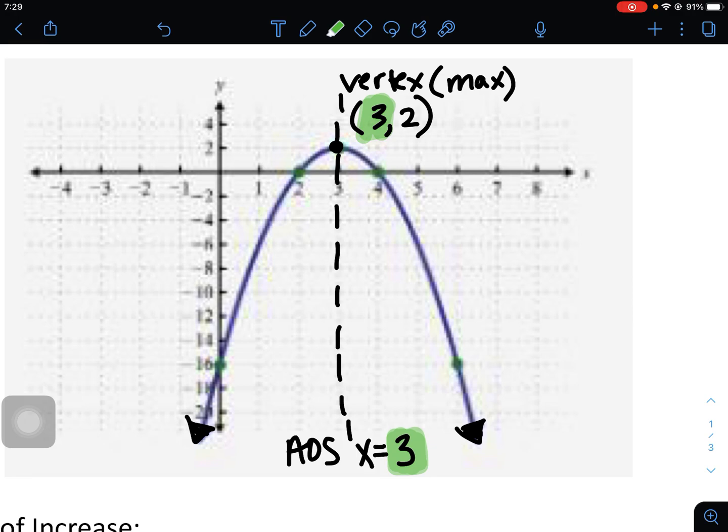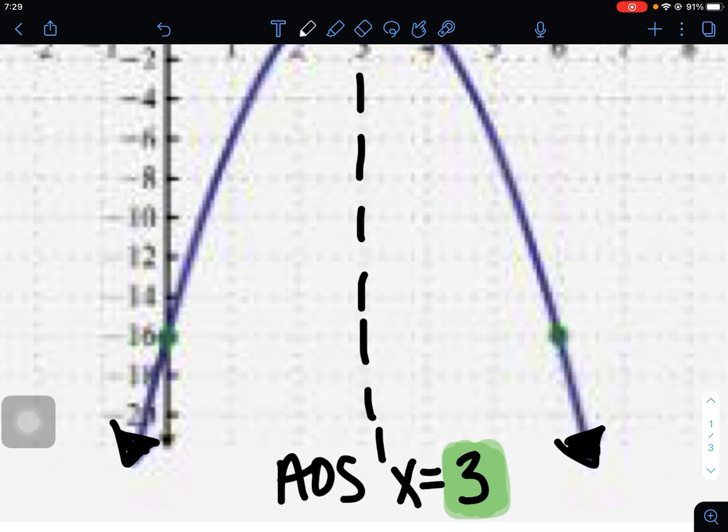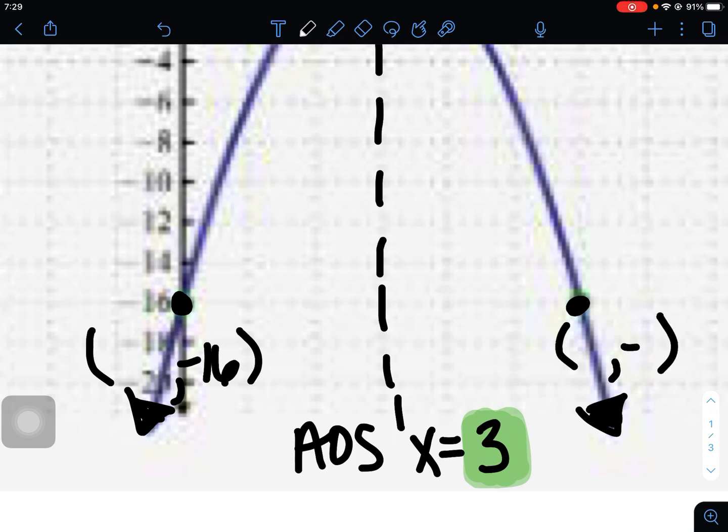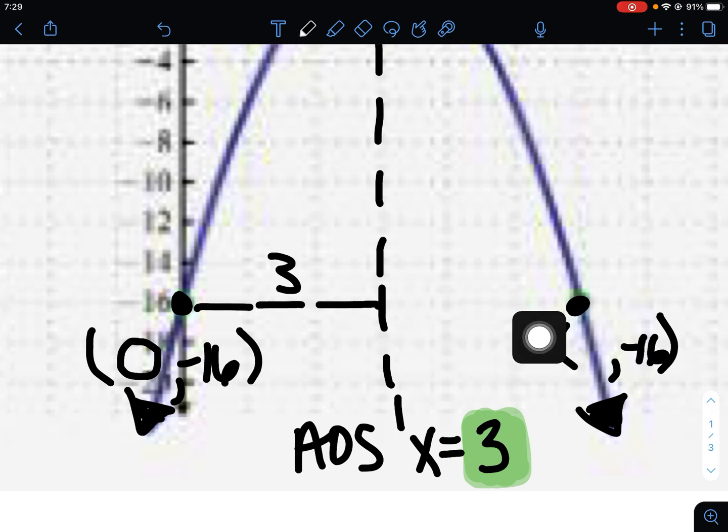And what we can identify from here then is that every single ordered pair that's along the same horizontal line, meaning they have the same y value, for instance, -16 here, -16 here, are equidistant from the axis of symmetry. So this ordered pair here on the left, (0, -16), is 1, 2, 3 units away from our axis of symmetry. Which means, I know this is a pretty poor quality graph, but we don't need it because I can count 1, 2, 3 spaces to the other side.